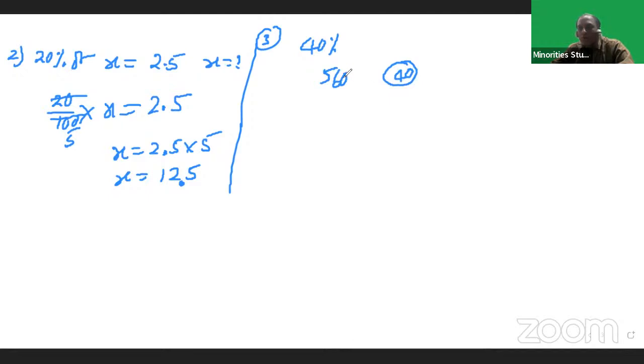This is the percentage sign. Okay, the pass marks in the examination is 40%. A student got 560 marks in the examination and failed with 40 marks. Then find the maximum marks.